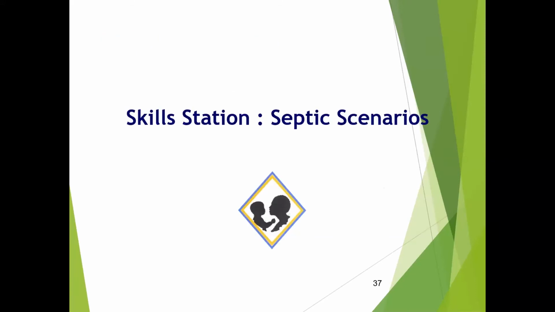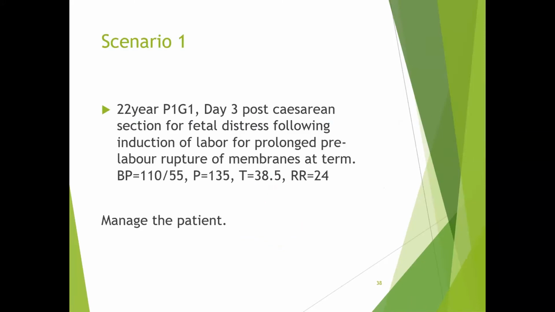So just in closing, usually I give a few scenarios, and I think you can take these scenarios and work them in your own time and try to practice around them. You've got a 22-year-old para 1 gravida 1 who's day 3 post-cesarean section for fetal distress following induction of labor for prolonged pre-labor rupture of membranes at term.